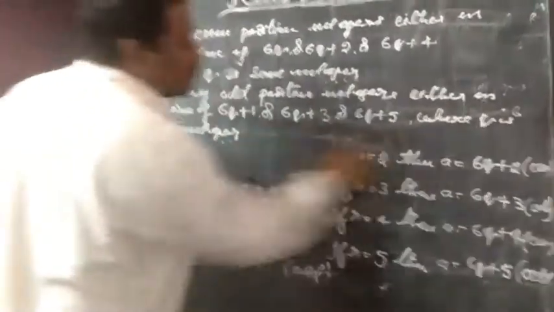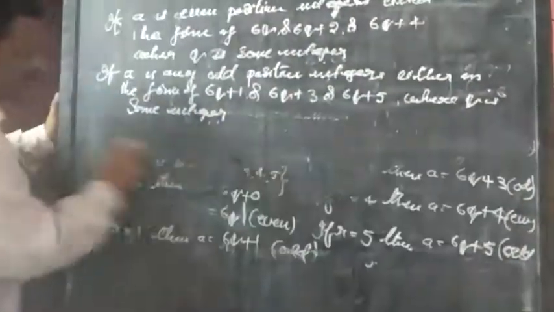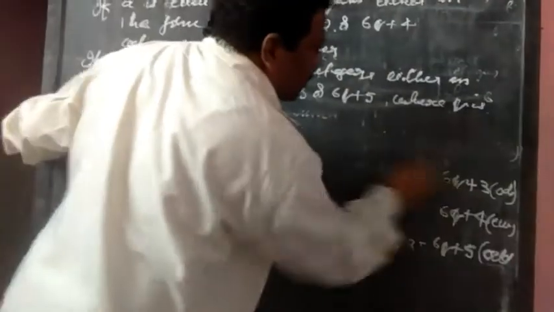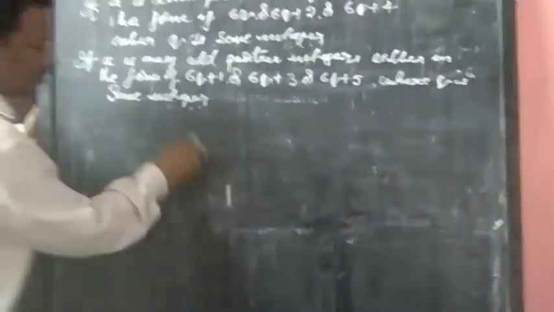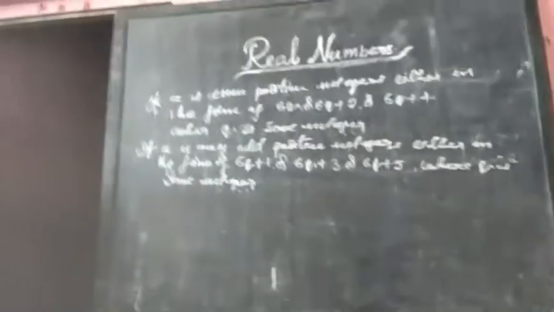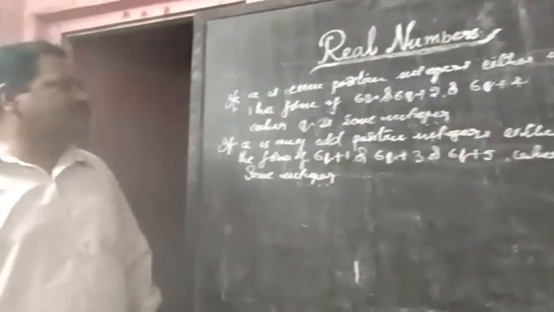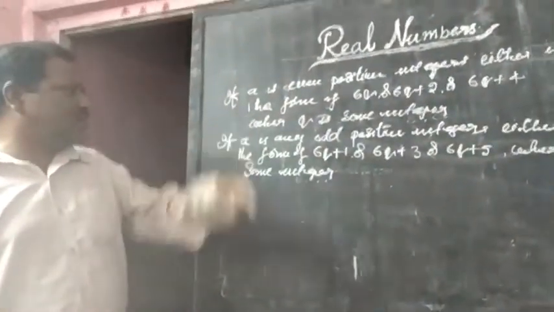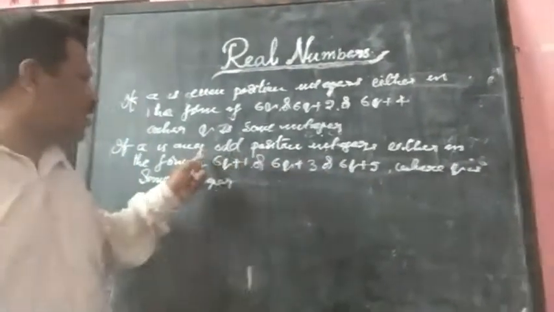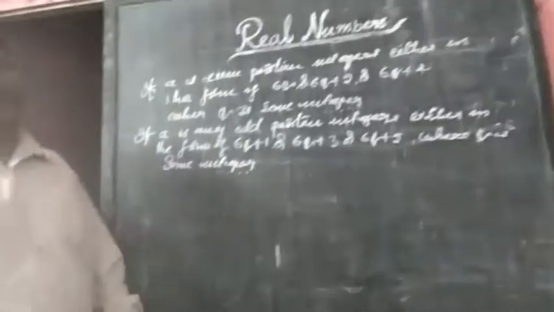Understood? The same method also applies to another sum. Once observe. Two categories: 6q plus 2 and 6q plus 4 are all even numbers, and 6q plus 1, 6q plus 3, 6q plus 5 are the odd positive integers. Next, another sum also there. Number 2.